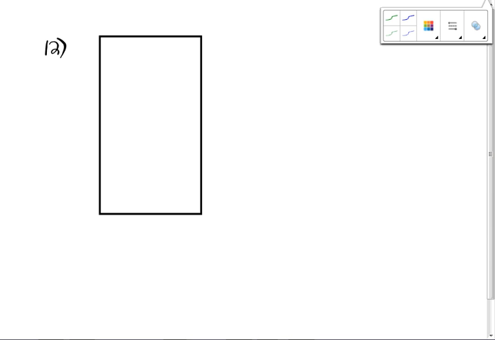So I'm going to start with a rectangle. Guess I need a pen. So this is number 12, and I'm going to put a little triangle in there. And it doesn't matter where I put this point.